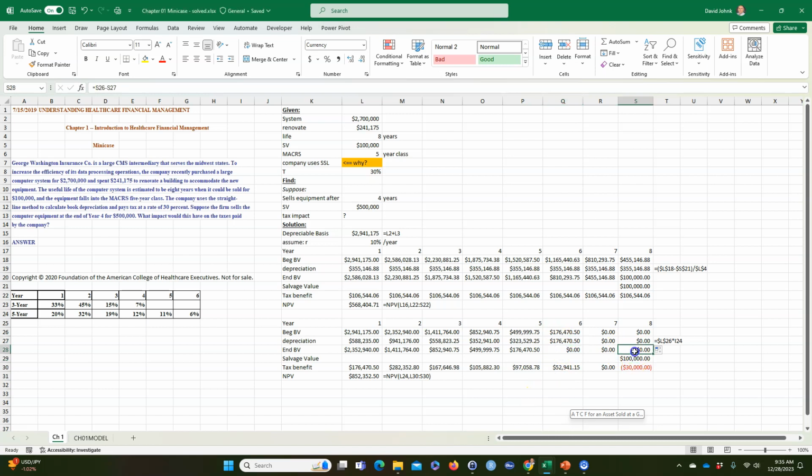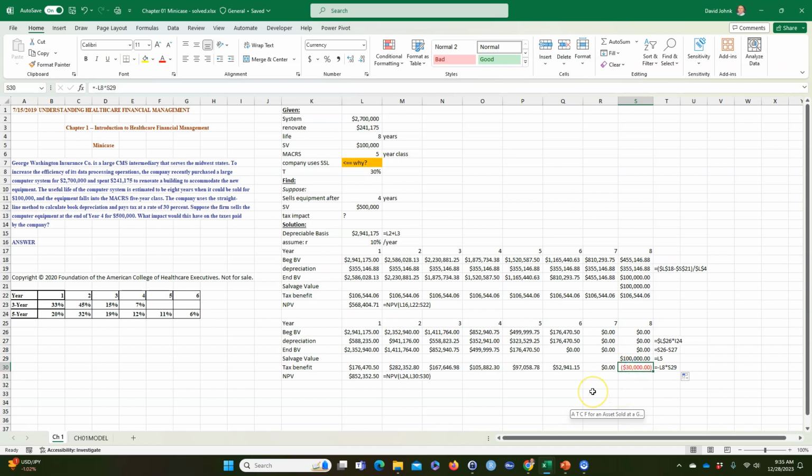But you can see at year 8, when I sell it, the salvage value was 100, and then the government thinks it's worth 0, so I have to pay back that $30,000 that I took as a tax benefit. So what I did is I took 30% times this $100,000 of income I get. Even though the government thinks it's 0, I'm getting $100,000 income. So I have to pay 30% on that.